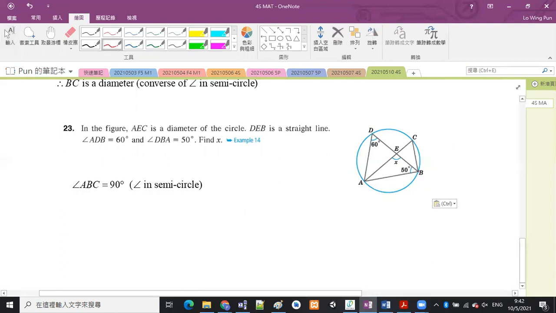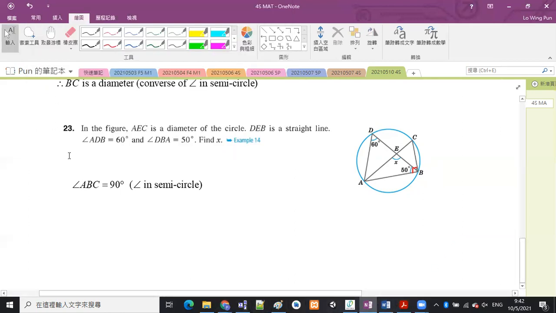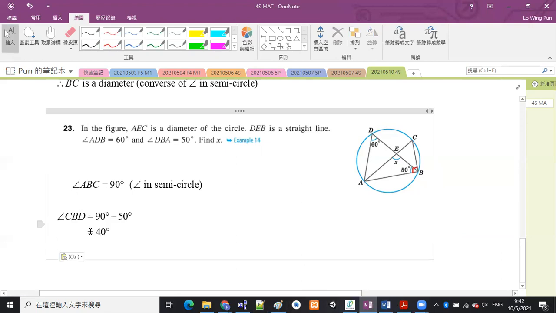So if this one is 90 degrees, we have one part of this 90 degrees to be 50 degrees. Then we can calculate the remaining part. Angle C boy dot is equal to 90 degrees minus 50 degrees, and that should be equal to 40 degrees.